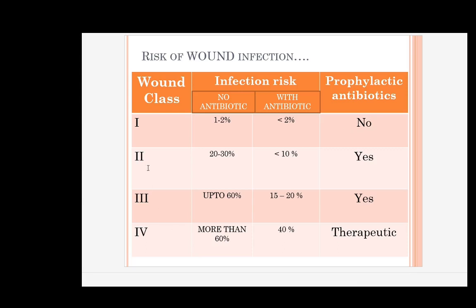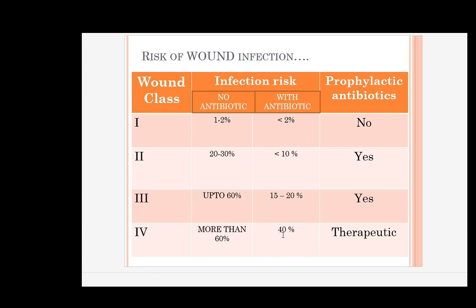Now you come to the clean contaminated. Without antibiotic, see the infection rate, 20 to 30%, which is very, very high. But once you give antibiotic, it comes down to less than 10%. So here definitely there is a role for prophylactic antibiotic. You go to class 3, up to 60%, that is the incidence of wound infection. And that is reduced down to 15 to 20% if antibiotics are used. So definitely there is a role for antibiotics here. Here obviously, when we talk about dirty infected wound, infection is very, very high.